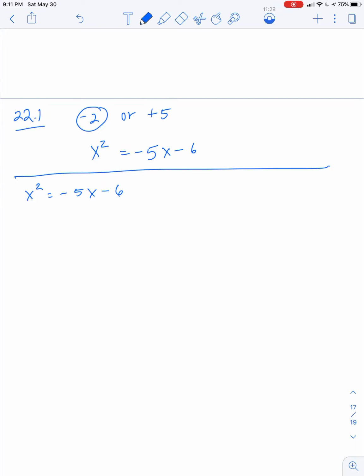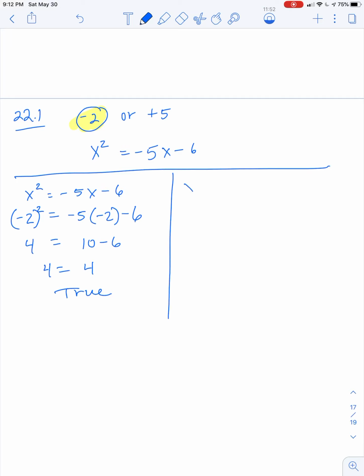So the first one I'm going to do is I'm going to plug in a negative 2. So we have negative 2 squared equals negative 5 times negative 2 minus 6. We have 4 equals 10 minus 6. 4 equals 4. True. Okay, so we know that negative 2 is a solution or a root to the problem.